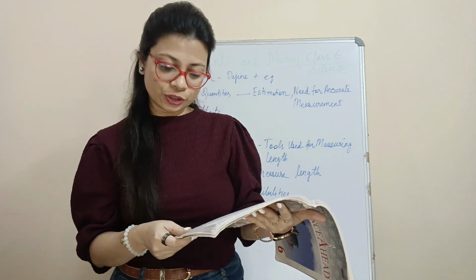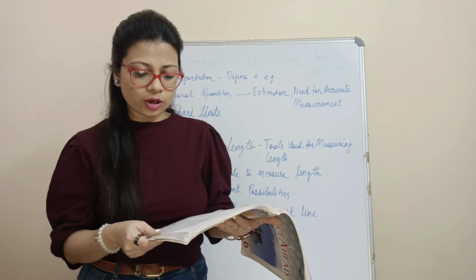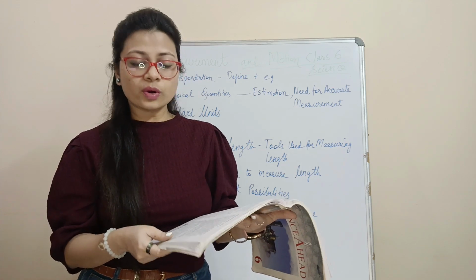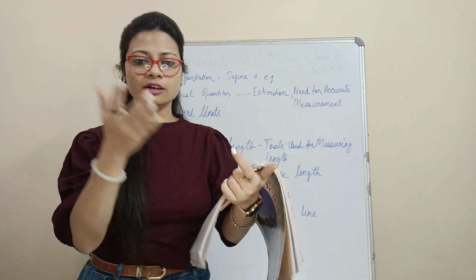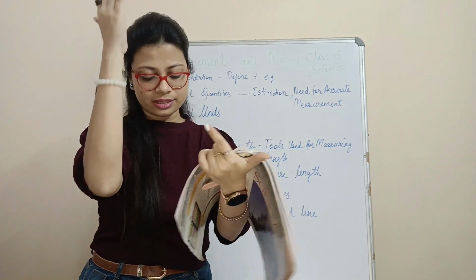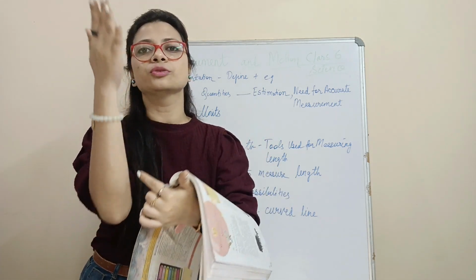Then next is cubit. The cubit is the measure of the distance between the elbow and the tip of the middle finger of a fully stretched hand. What is cubit? This is a fully stretched hand. So from the elbow, you can consider till the middle finger. This measurement is called cubit.